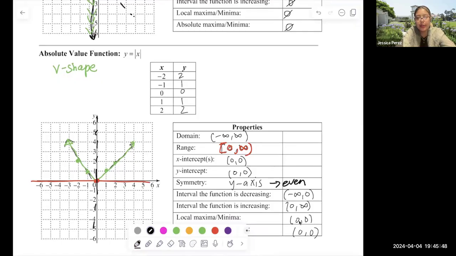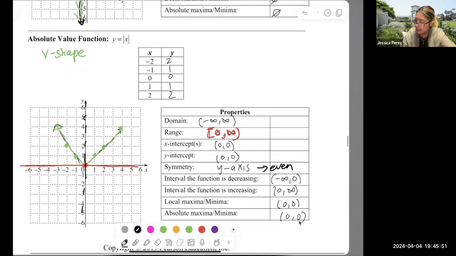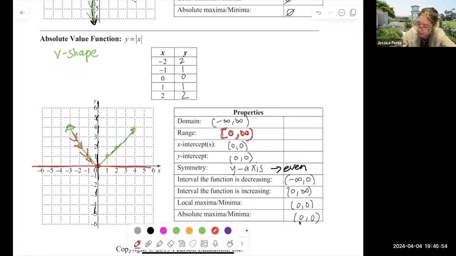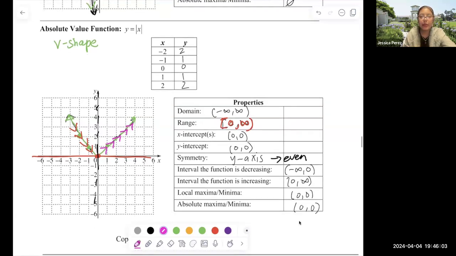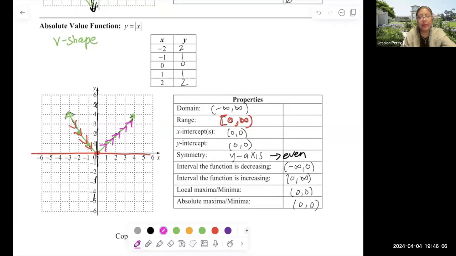Now, where is it decreasing? It's going down from here to here. So from negative infinity to 0 it's decreasing, and from 0 to infinity it's increasing. There is a local minimum at (0, 0), and an absolute minimum at y equals 0. There's no maximum because it goes to infinity. But there is this absolute minimum at y equals 0. Okay, that was the absolute value function.